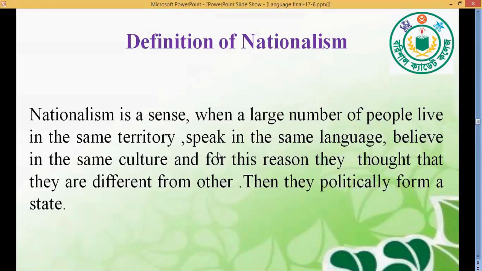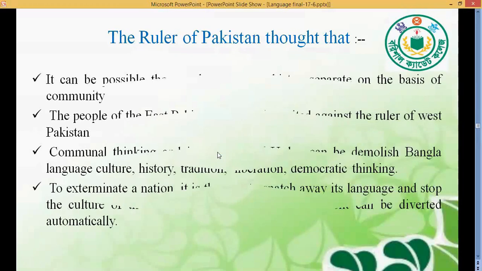But according to the definition of nationalism, United Pakistan was not in the same territory. The language was not the same, the culture was different, and they did not have the same thinking. The distance between the two portions was nearly 1200 miles. Correct?